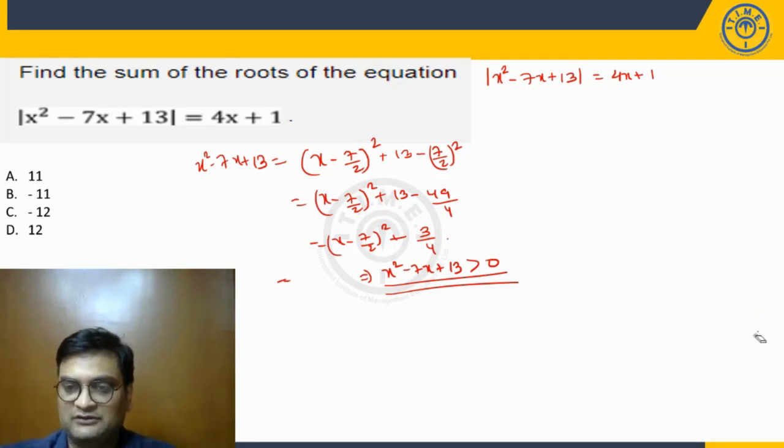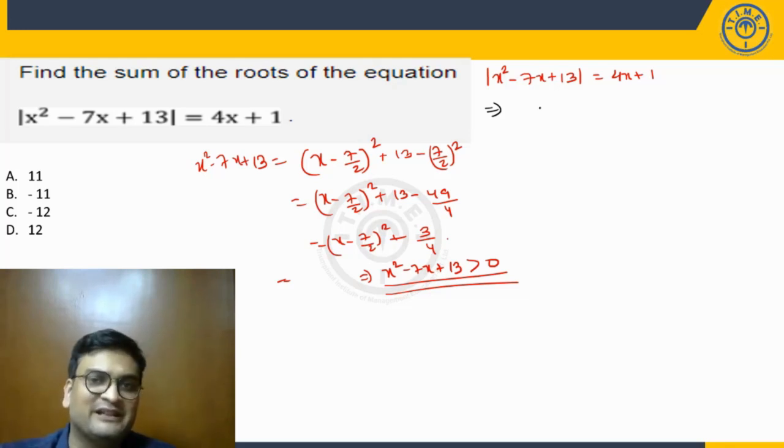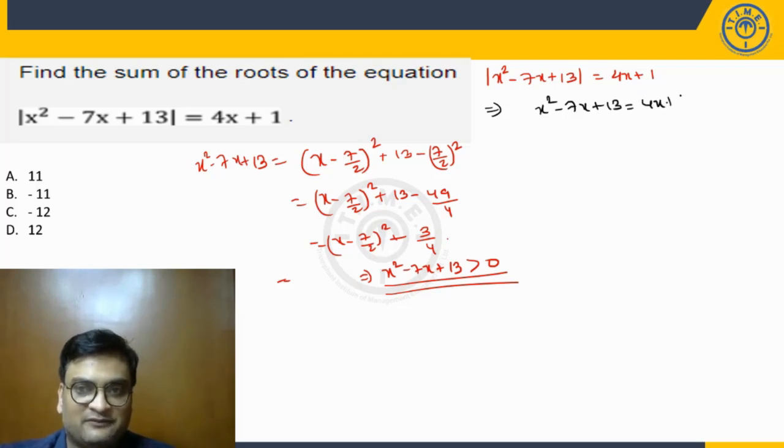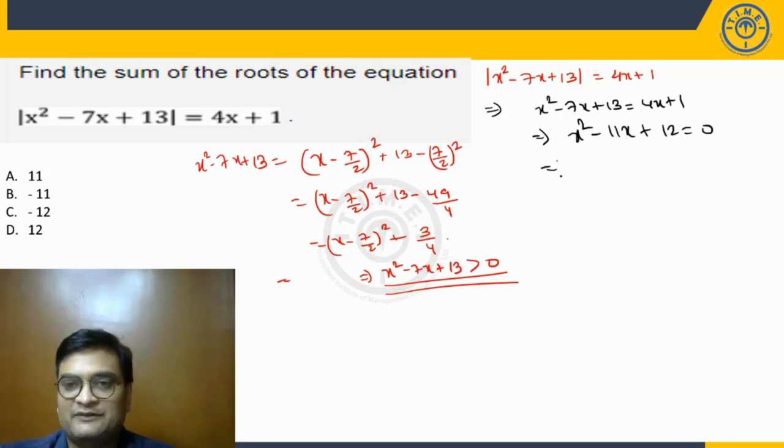Now if I continue, the moment I know x square minus 7x plus 13 is always positive, can I say the left hand side will be mod of some positive number? Mod of 3 is simply 3. So this will also become x square minus 7x plus 13 equal to 4x plus 1. Let's bring all terms on one side. 7x plus 4x is 11x, 13 minus 1 is 12. So this is x square minus 11x plus 12 equal to 0. This is a quadratic equation now.